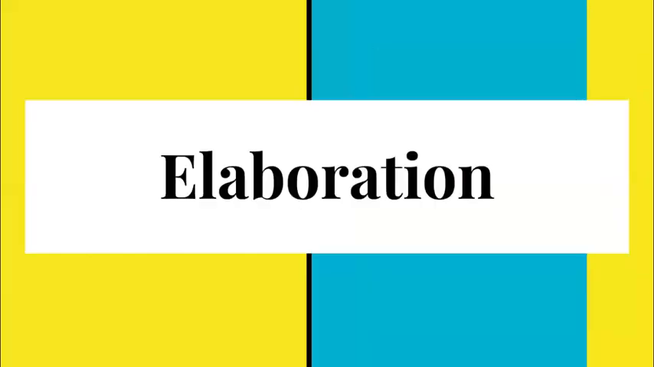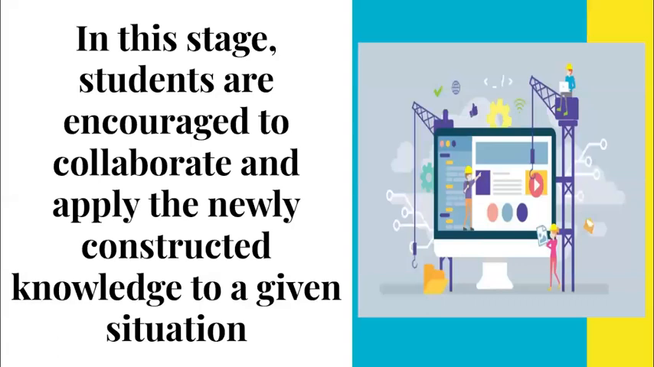The elaboration phase, as the name says, elaborate. You need to give them something more. So in this stage, students are encouraged to collaborate and apply the newly constructed knowledge to a given situation. So this is where you take them from step one to step two, or step two to step three. Yes, they learned about this in the explanation phase, but what can they use this information to do?